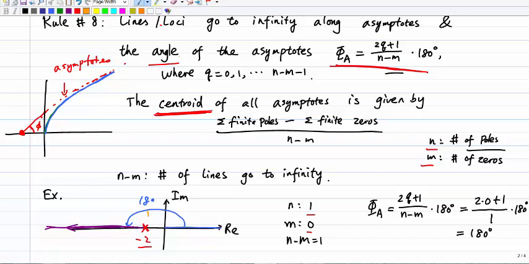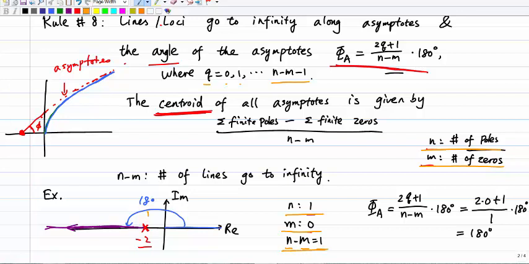Okay. And the angle, let's compute the angle of the asymptotes given by phi a is (2q plus 1) divided by (n minus m) times 180. So q can be selected from 0, 1, until n minus m minus 1. What is n? n is the number of poles, m is the number of zeros. For this case, n is 1 because I have one pole. m is 0, I don't have a zero. So n minus m is 1.